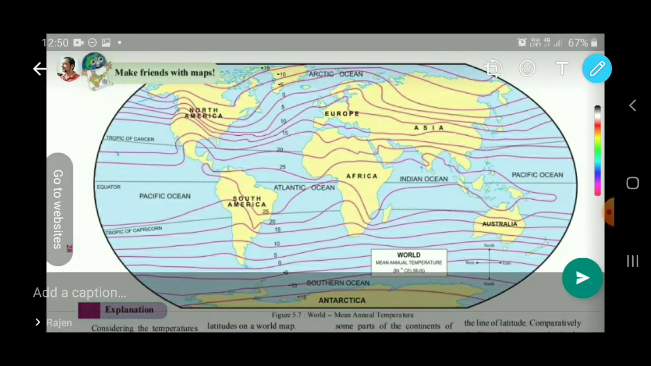The north-south spread of the ellipse is greater on the continent as compared to the ocean. In the continental area, this north-south part is greater. In the ocean, it is smaller. Once again, in the continental part, this north-south expanse of this ellipse is greater, but in the oceanic part, it is very less. That means in the continental part it is broader, in the oceanic part it is narrower. Can you see? It is narrower in the oceanic part, but in the land part it is broader.